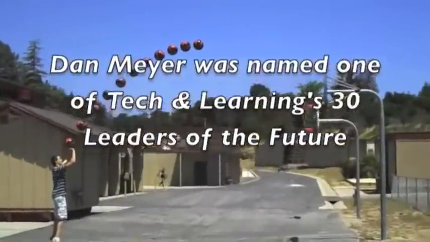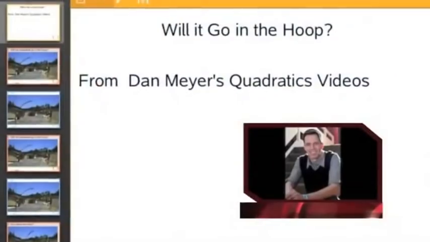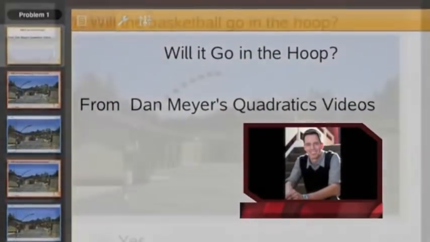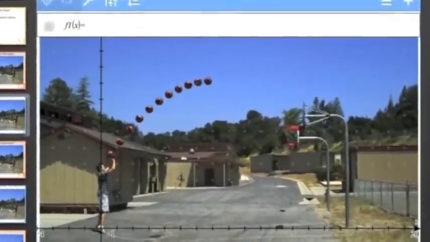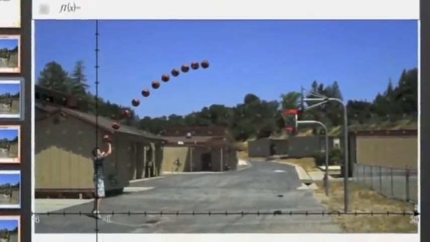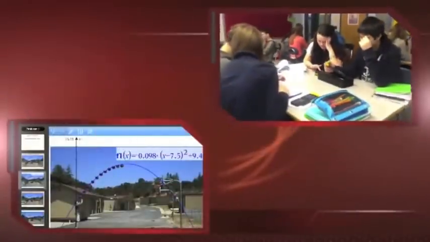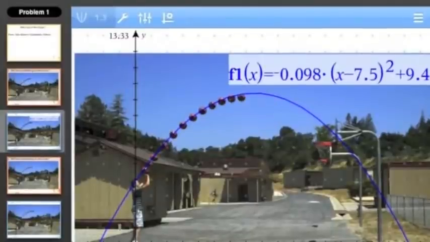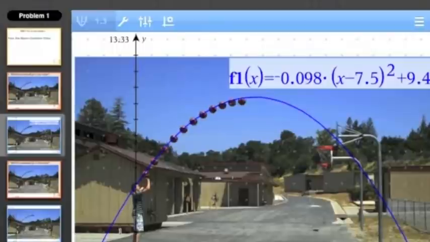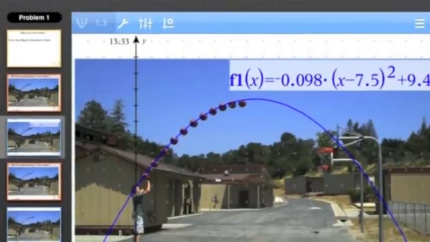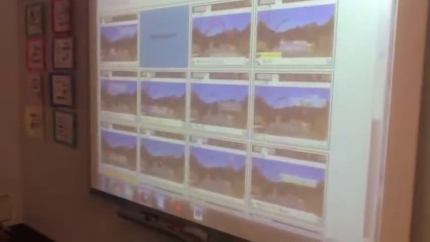Ellen Meyer shares a great activity called Will It Go in the Hoop? We incorporated it into a TI Inspire document. We took and put the picture on a graph page so students could experiment with a quadratic graph and equation. After many tries, we took a look on the smartboard of different people's equation model. Some were perfect.